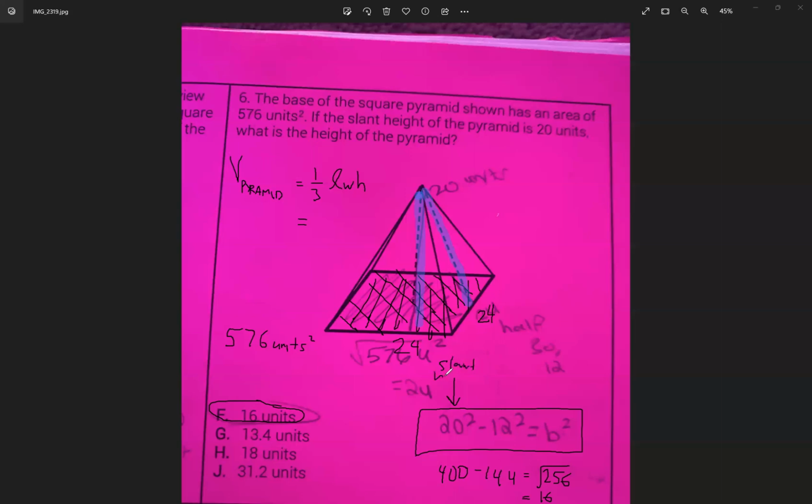Slant height. And then what you did with the 12 was take the base or the width and divide that by 2, which is this number. Take the difference of those two. Slant height minus the base or width divided by 2 would equal, this should be h, actually, h squared.